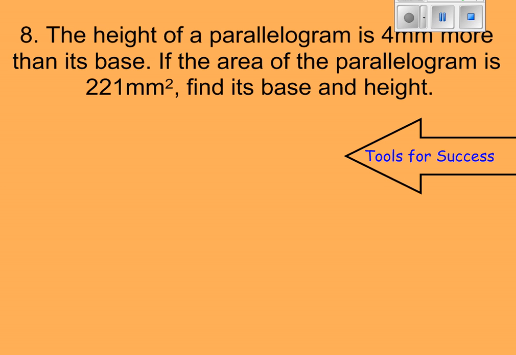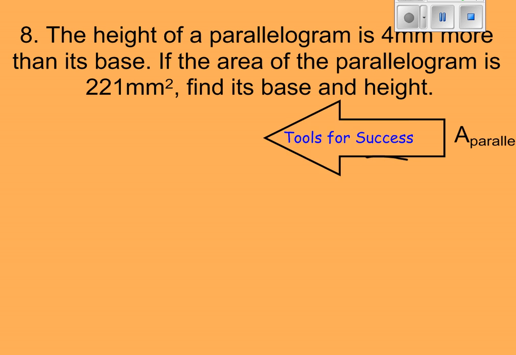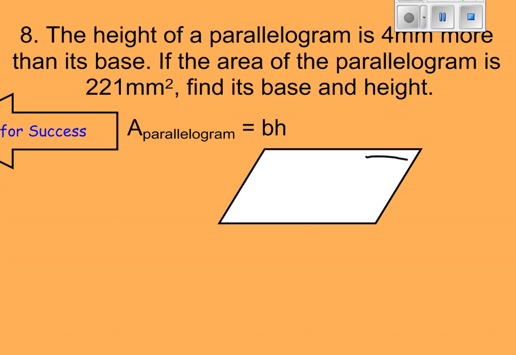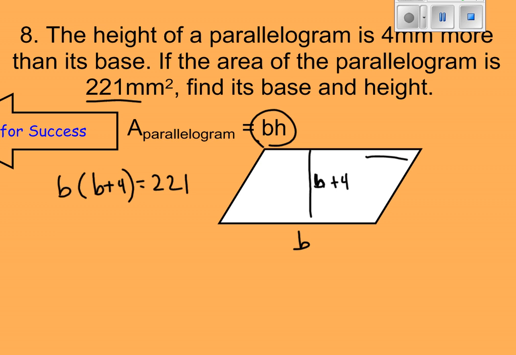All right, the height of a parallelogram is 4 millimeters more than its base. If the area of the parallelogram is 221, find the base and height. So let's draw a picture here. So if I let this be the base, the height is going to be 4 millimeters more. So it's going to be base plus 4. The area is 221. So area is base times height. So base times base plus 4 equals 221. So b squared plus 4b equals 221.